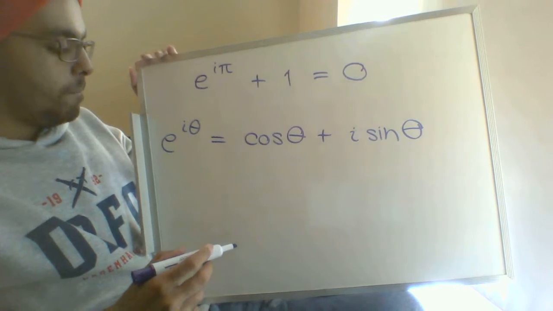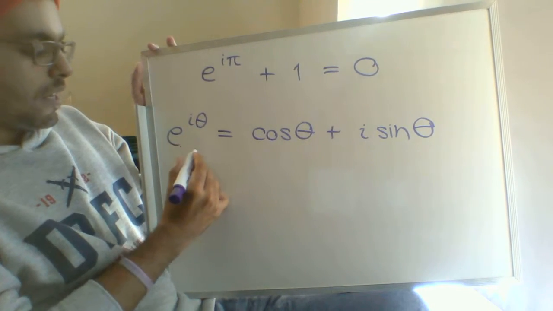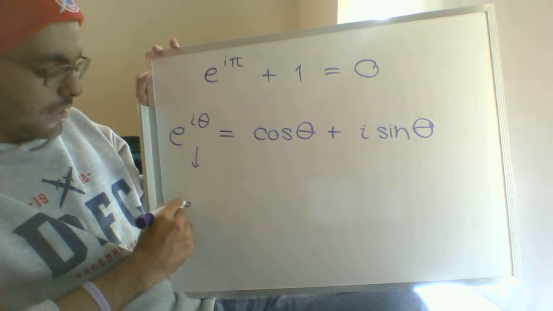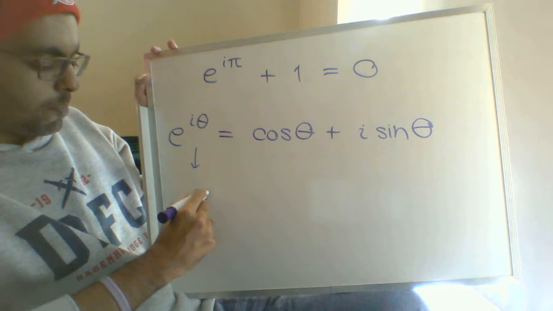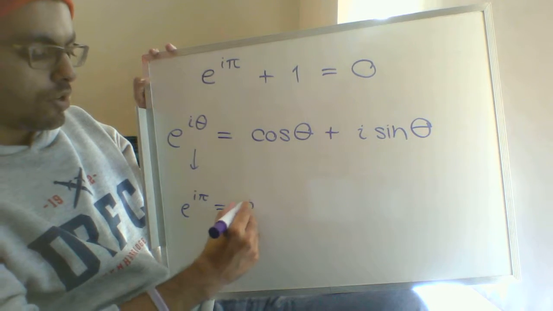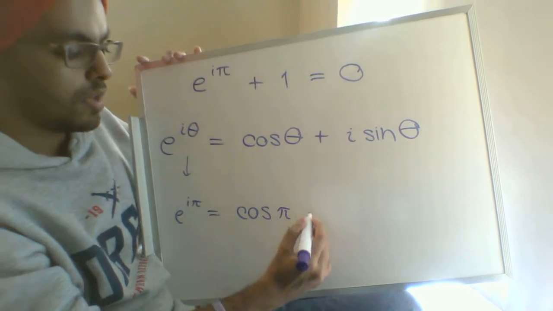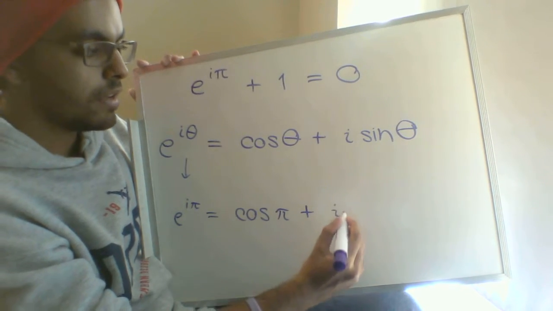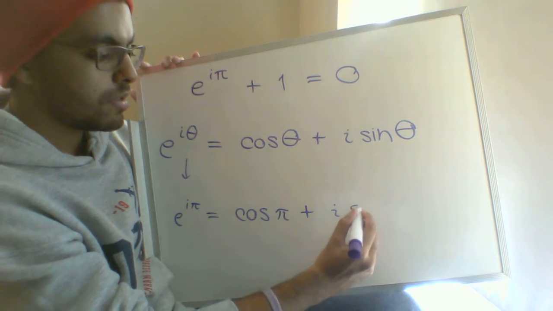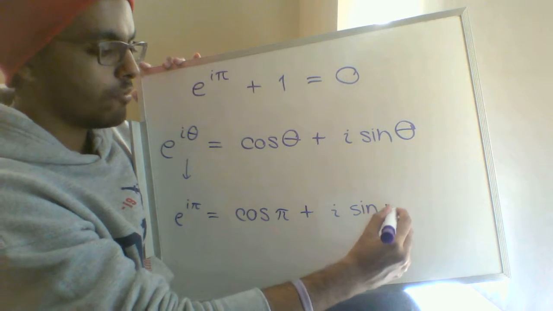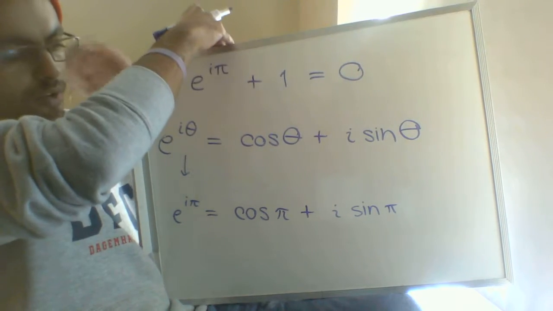All right? Now, if I, instead of having a theta here, plug in pi instead of theta, e to the I pi, I get cosine of pi plus I times sine of pi. All right?